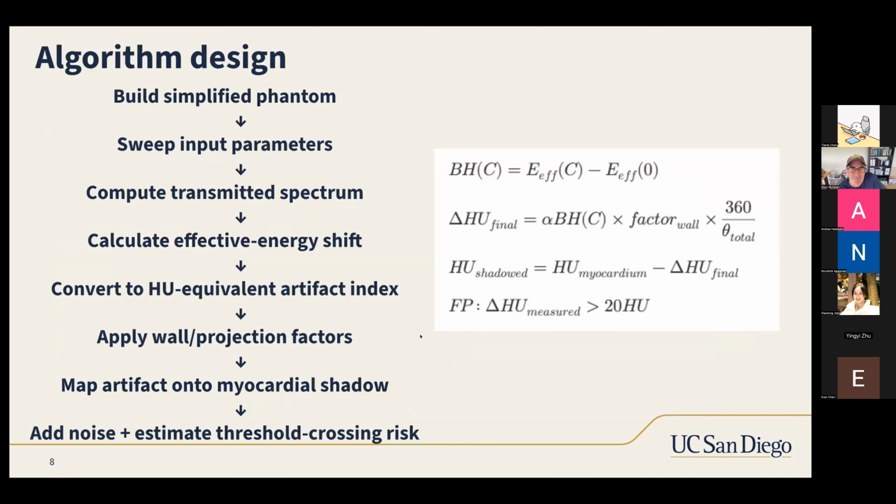So this slide shows how the simulation works. We first build a simple phantom where the center part is simulated as the LV blood and the outer ring is myocardium. Then we adjust the iodine level, wall thickness, and angle as the input and calculate the beam hardening effect. We turn it into a HU-like artifact, adjust for the wall and angle, and finally check if it passes 20 HU.